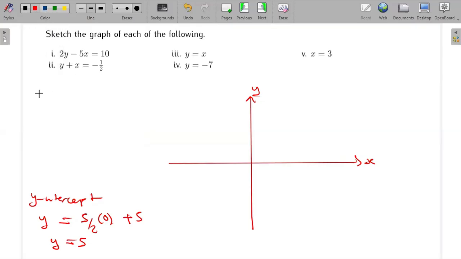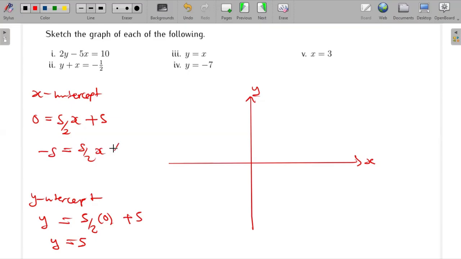For the x-intercept, in this case, we are saying x-intercept because all the variables are raised to the degree of 1. So you expect to have only 1 intercept. Here you say where there is y, you put 0. And then you have 0 equals 5 over 2 x plus 5. Then I can take the 5 to the other side. Then I have negative 5 equals 5 over 2 x.